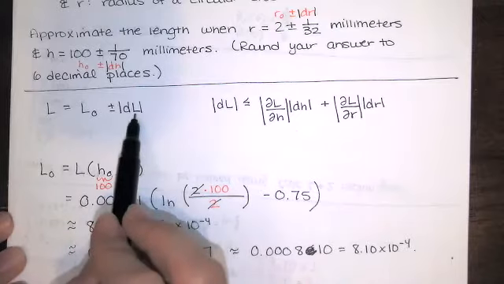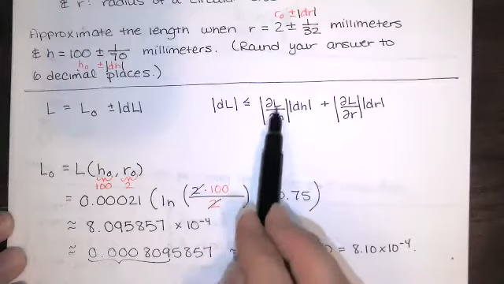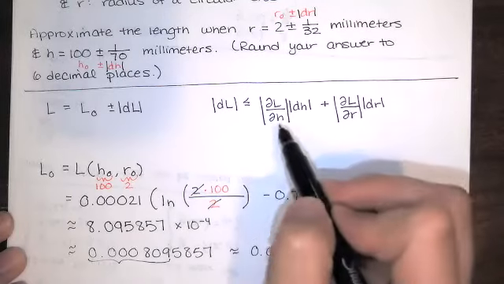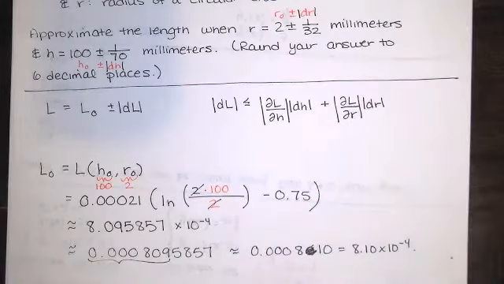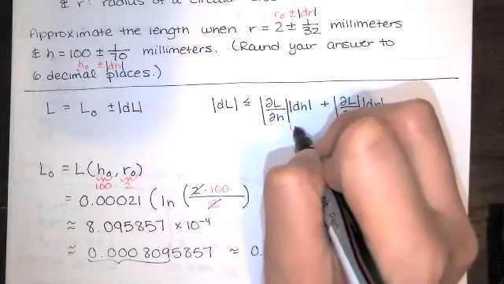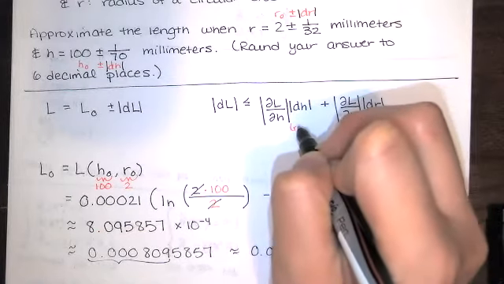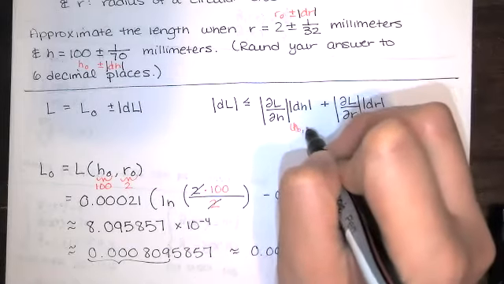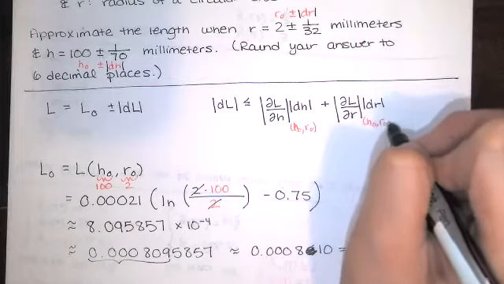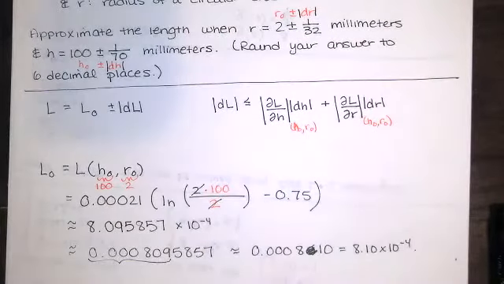And now we just need to calculate DL, and that requires computing the partial of L with respect to H and the partial of L with respect to R. And remember, both of these are evaluated at that base point. So we want to evaluate this partial derivative at, because I'm using H as my first variable, H naught, R naught. We want to evaluate this at H naught, R naught as well. So let's compute some partials and then we'll plug in those points.